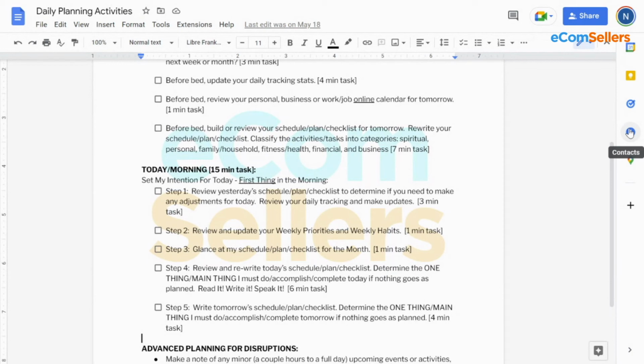So review your weekly plan, your monthly plan, and let's see what adjustments we need to make for this week. What are the things that we need to do because we didn't make progress in the first 2 weeks of the month?